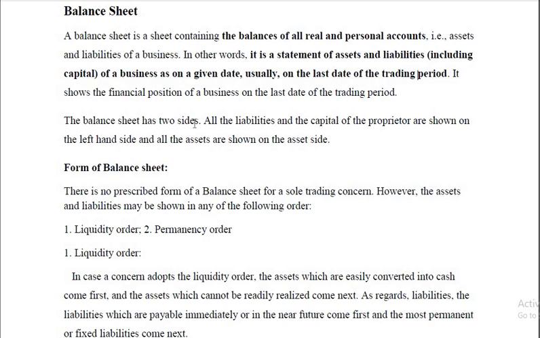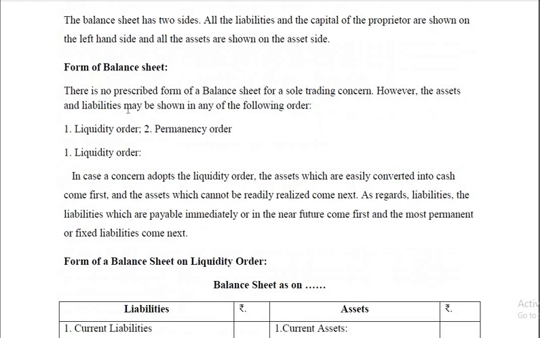The balance sheet has two sides. All the liabilities and capital of the proprietor are shown on the liability side, and all the assets are shown on the asset side. You don't find debit side, credit side, because that is not an account. Balance sheet is a statement and not an account, unlike trading account and profit and loss account.